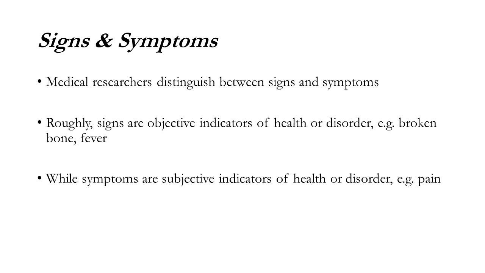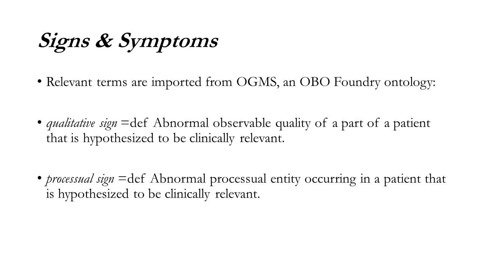Roughly, signs are objective indicators of health or disorder, like a broken bone or fever. And symptoms are subjective indicators, like pain, right? This is not something that your healthcare provider can give you a test for, like a thermometer, and check, right? They don't know how much pain you're in. This is more subjective. And that's, roughly speaking, the distinction that OGMS follows and the one we follow as well.